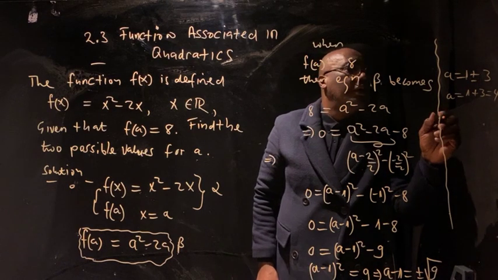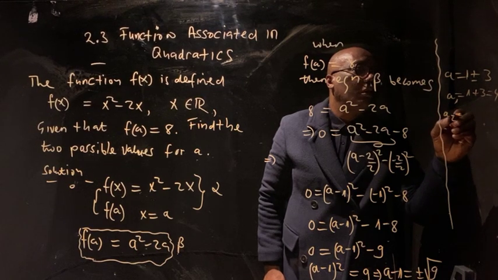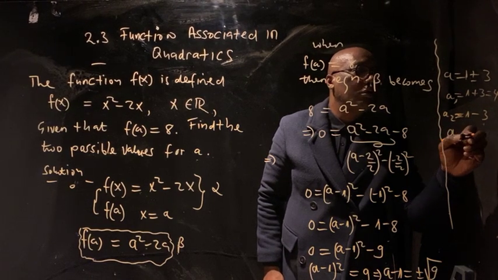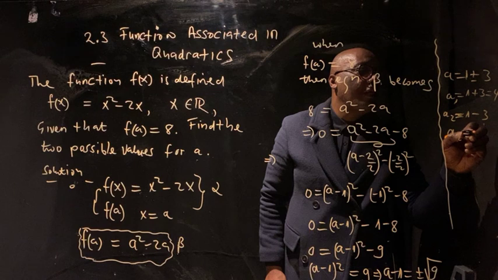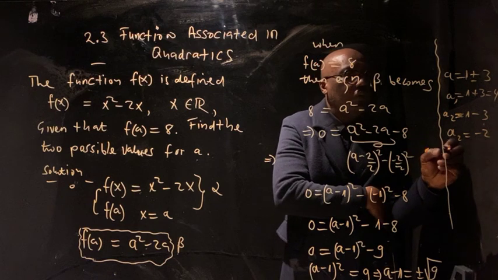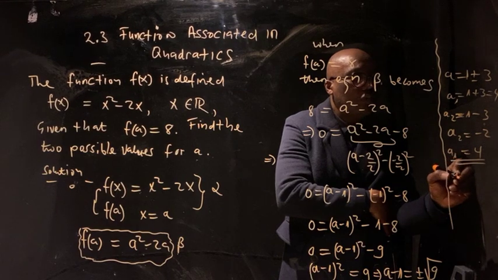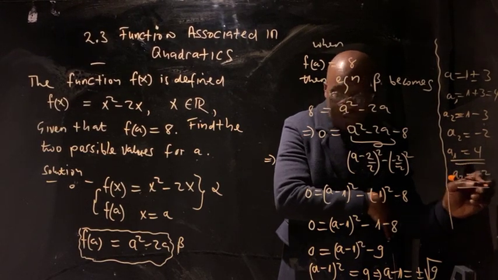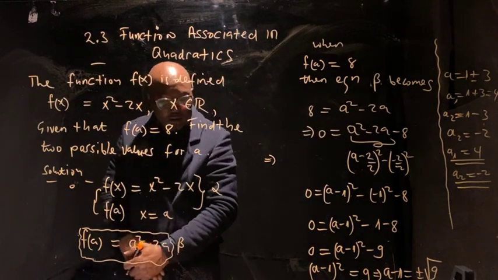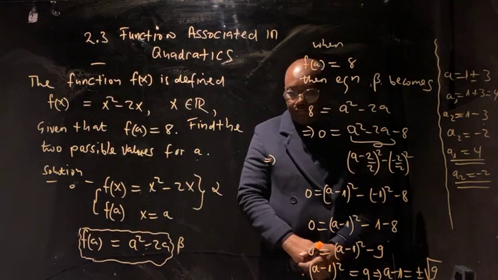Is there? Good. Then that is the first solution, and the second solution is a2 equals 1 minus 3, which implies a2 equals minus 2. Therefore, the two possible values of a are a1 equals 4, a2 equals minus 2. Yeah, you see, good. Take your time to copy, and then we will continue by considering the next question.